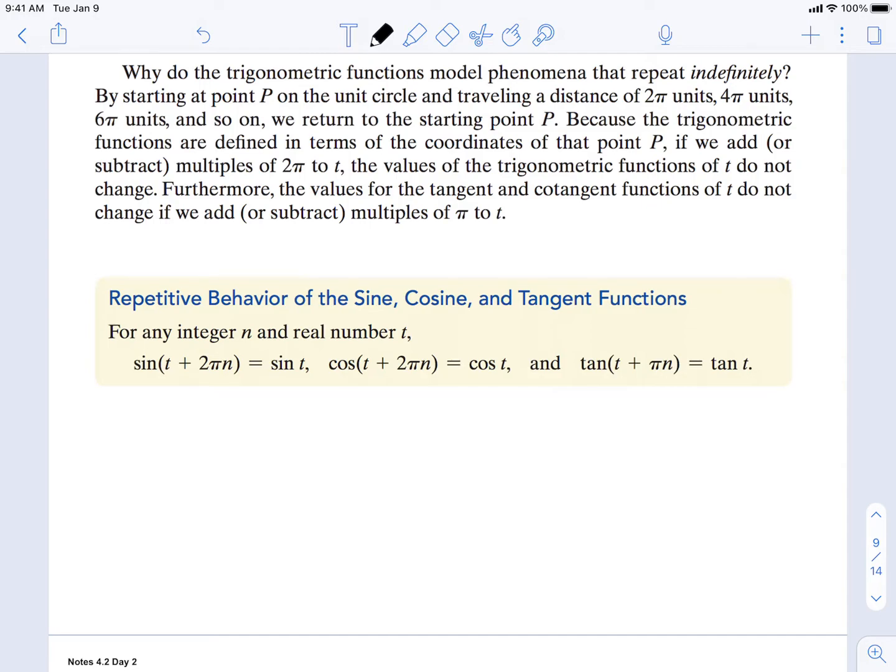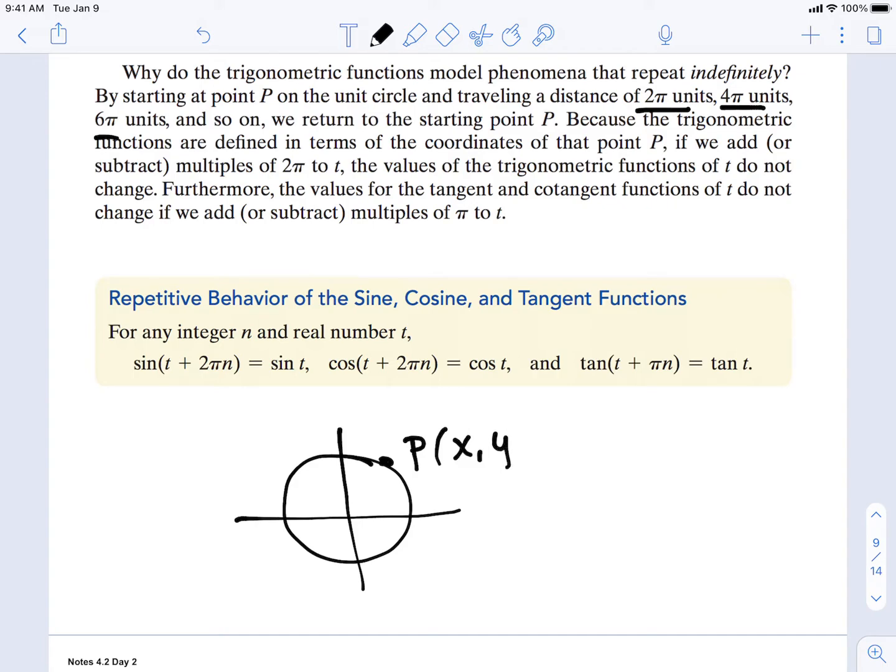By starting at point P on the unit circle, so here is our unit circle, and we have some point. If we continue around the unit circle another revolution of 2 pi or 4 pi or 6 pi, we return to that same point, x comma y. So here would be one more revolution around of 2 pi, another revolution around of 2 pi, another revolution of 2 pi.